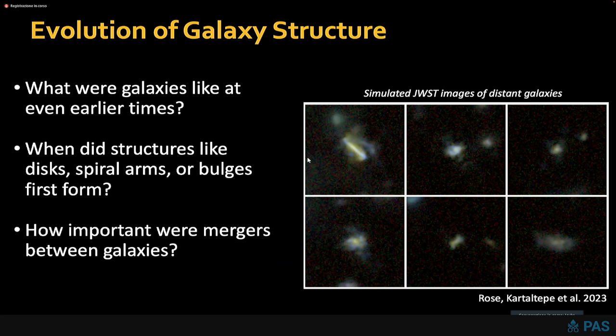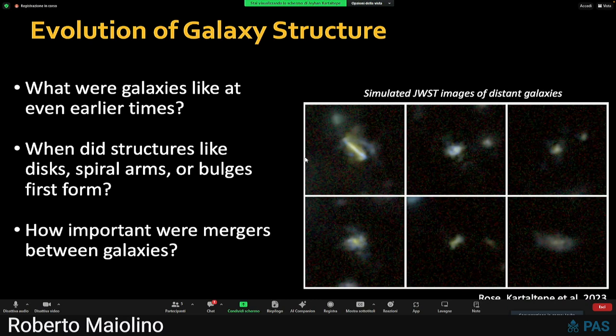We'd like to understand galaxies at these earlier times in order to see when structures like disks, spiral arms, or bulges were first able to form. We want to understand when that Hubble sequence was first put into place, and where those building blocks came from. I'm especially interested in studying the role of galaxy mergers in driving this morphological transformation, but also in impacting galaxy evolution in general.